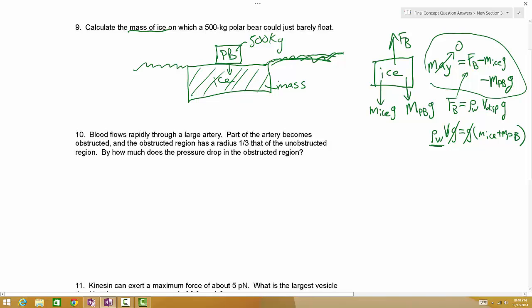Would we be given that? Or rather, would we have to be given that? Well, it seems like we would have to know something about the volume here. But this is the equation that you would use, and hopefully that is helpful.